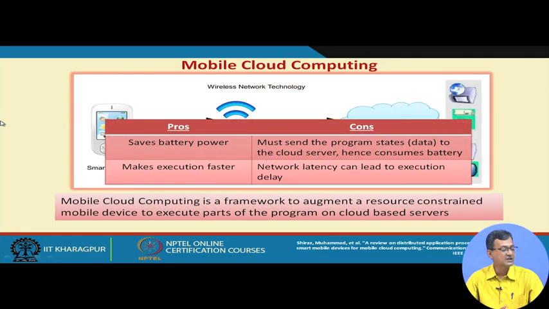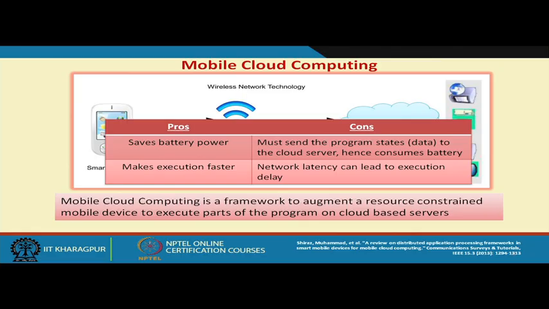So, there are pros, like it saves battery power as you are doing less computing, and it makes execution faster at times if you have good bandwidth. There is definitely a flip side to it: it must send the program state and data to the cloud server, hence consuming battery, right. So, it is an additional loading of transferring data. Network latency can lead to execution delay. So, if there is latency, there can be execution delay in the system.